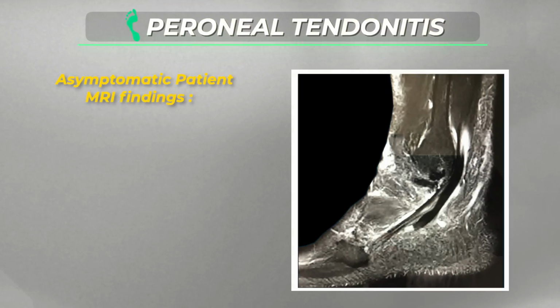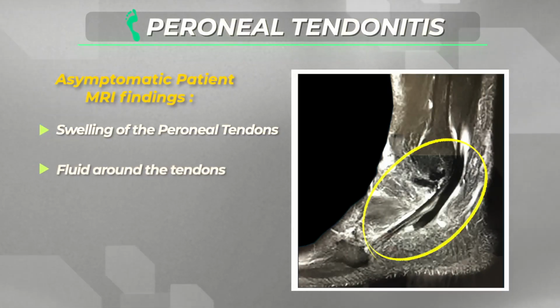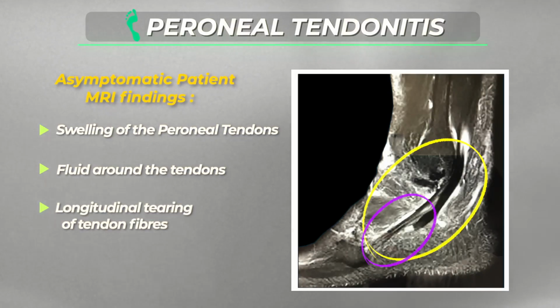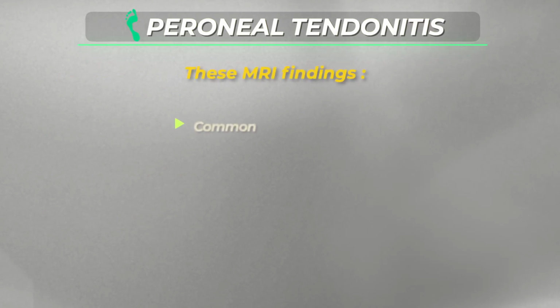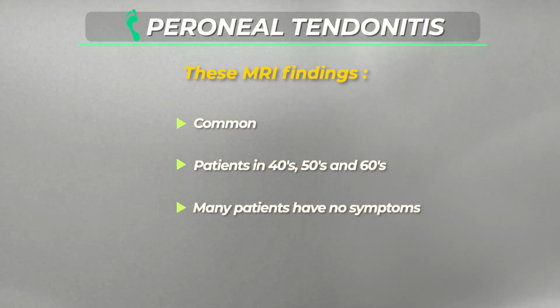MRI findings will often demonstrate swelling of the peroneal tendons, synovial fluid around the tendons, and even longitudinal tearing of the tendon fibers themselves. These findings are common, particularly as patients get into their 40s, 50s, and 60s. And there are many patients with these findings on MRI that have no symptoms at all.